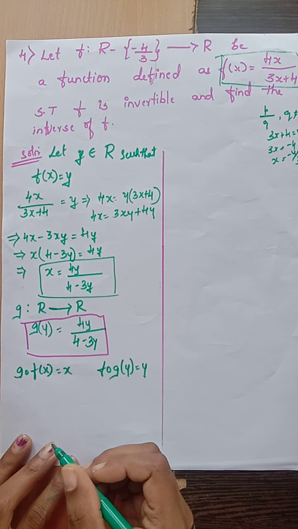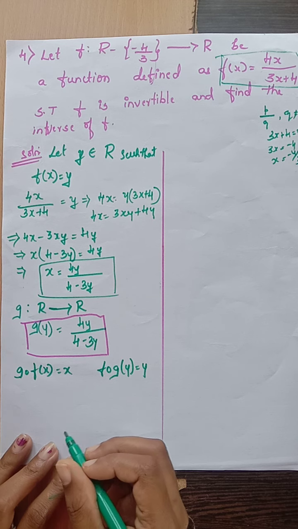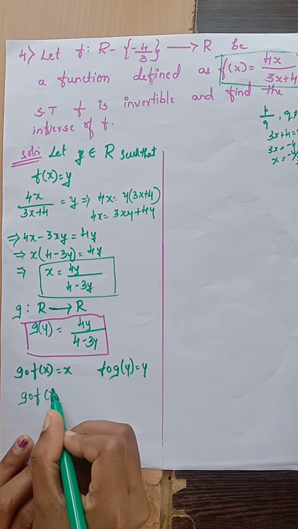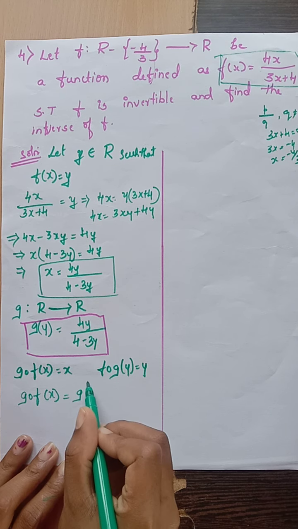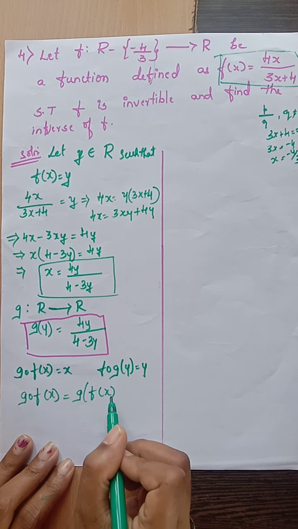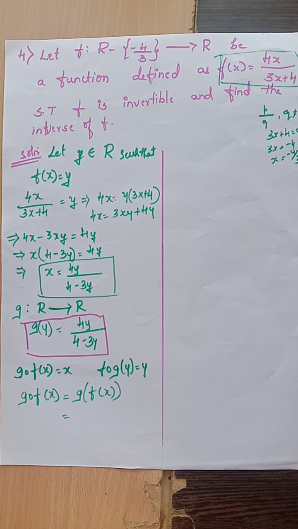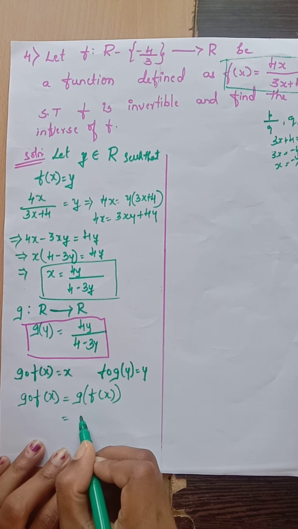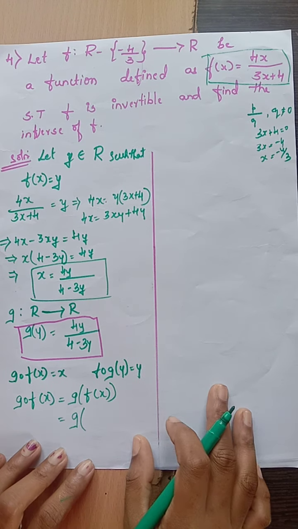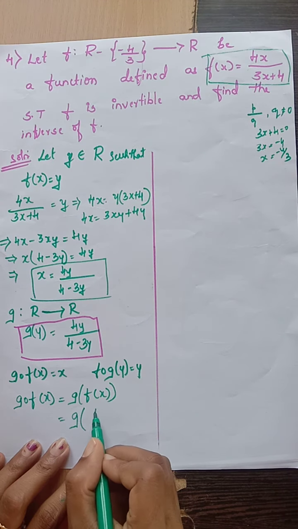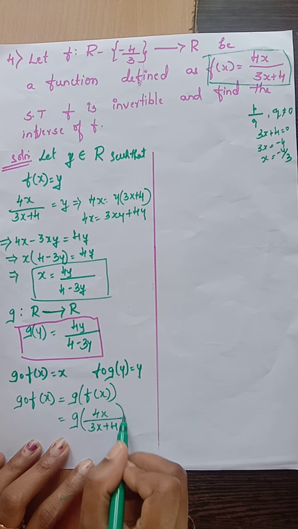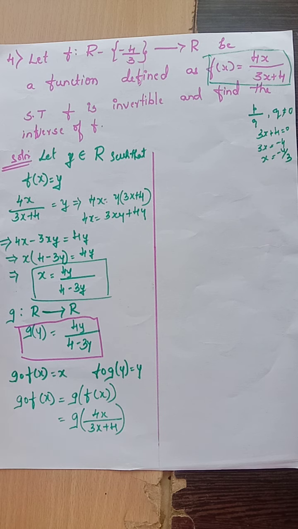So we'll start with g composition f of x. By definition it is g of f of x. Correct? But we know the value of f of x. So it is g of, what is f of x? f of x is 4x divided by 3x plus 4.